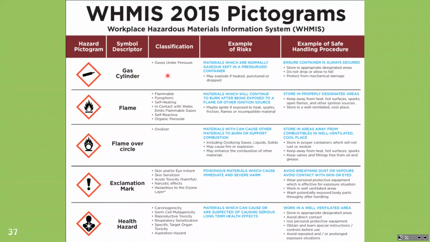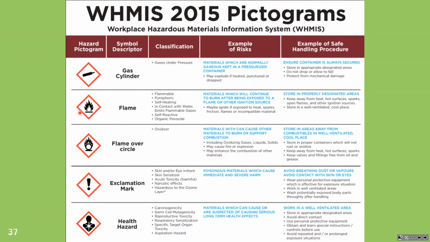So the classification is gas under pressure. Examples of risks are materials which are normally gases kept in a pressurized container, so it may explode if heated, punctured, or dropped. Examples of safe handling procedures: ensure the container is always secure, store in appropriate designated areas, do not drop or allow to fall, protect from mechanical damage.